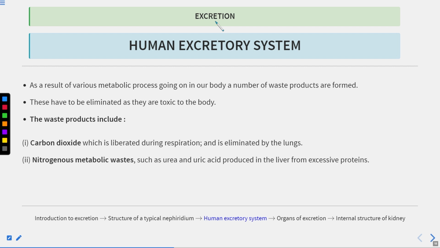So today in this lecture, we'll be studying the excretory system in higher organisms. Human is a higher organism, so today we'll be studying the human excretory system. First, let me give you a brief introduction about the human excretory system and what kinds of excretory products are produced in the human body.